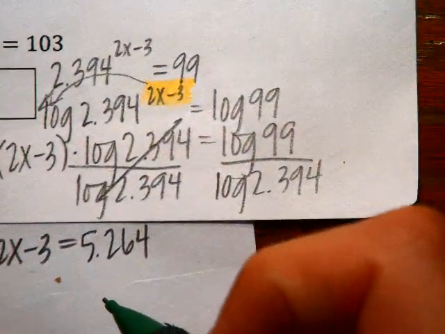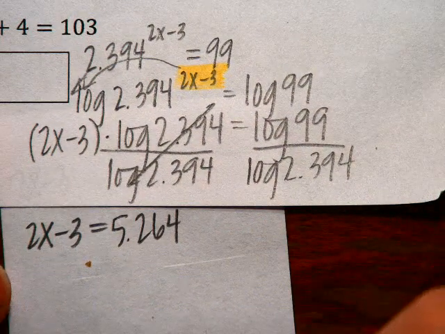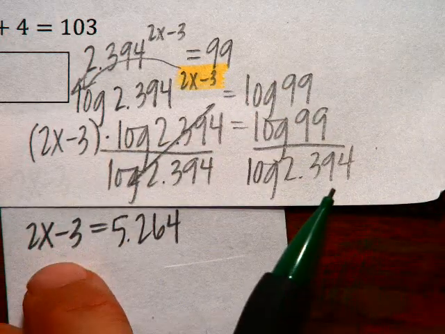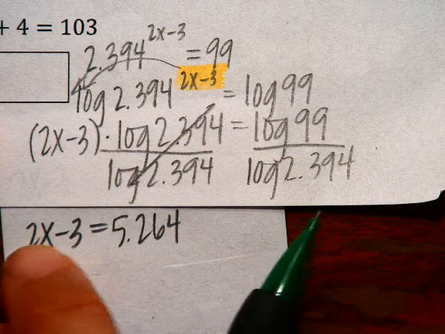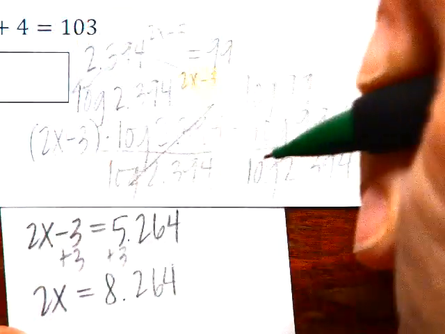5.264, but that's not my answer because x isn't by itself. The good news is x is not hard to get by itself. Now it's just basic algebra. We can add the 3 to both sides, so 2x would be equal to 8.264, and then I can divide both sides by 2, so x would be 4.132.